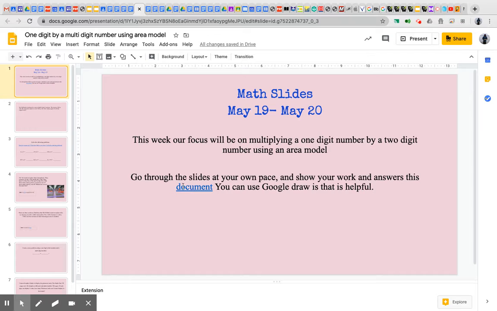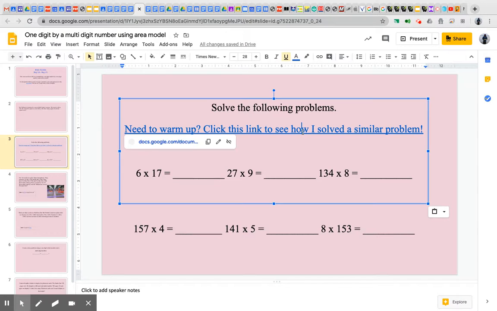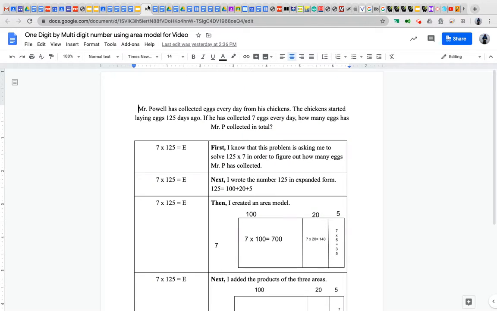Here's the document where you're going to put your answers. We're going to take a peek at what that's going to look like this week. So here's a series of multiplication questions here. 6 times 17, 27 times 9. We're going to look at a three-digit one here. Okay, so let's show you how we can use area model to go ahead and solve that.